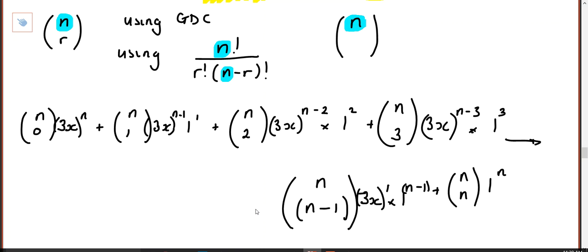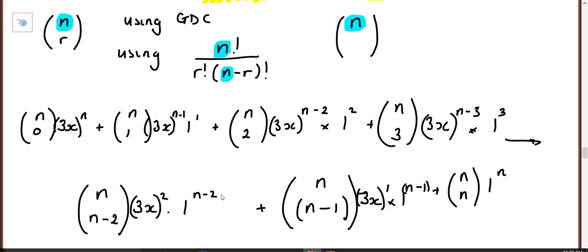Wait, how come the n choose n went to the n? It doesn't have 3x. Because remember, that's 3x to the power of 0. Remember, the final term doesn't have it. The term before that would be n choose n minus 2, and then we get our 3x to the power of 2. That's nice, isn't it? We've now got it. Times 1 to the power of n minus 2. So that's the 3x squared. Now we've got our 3x squared. Yeah?